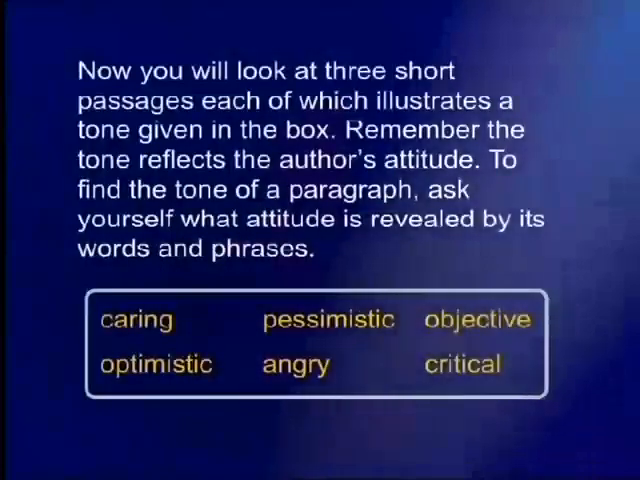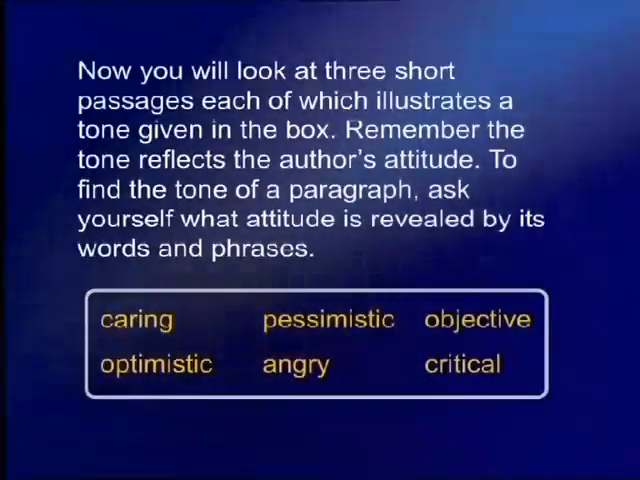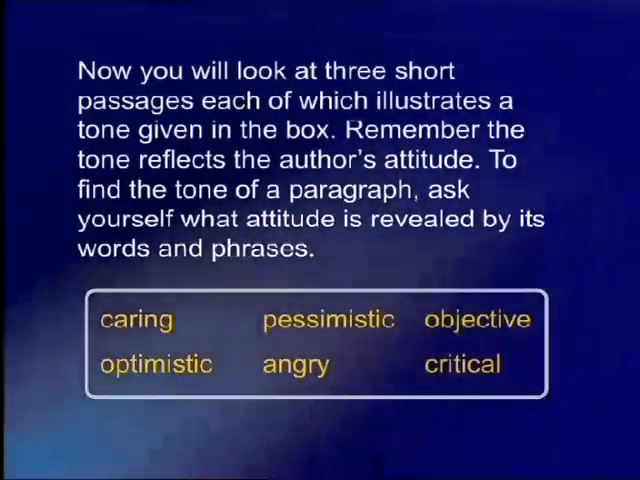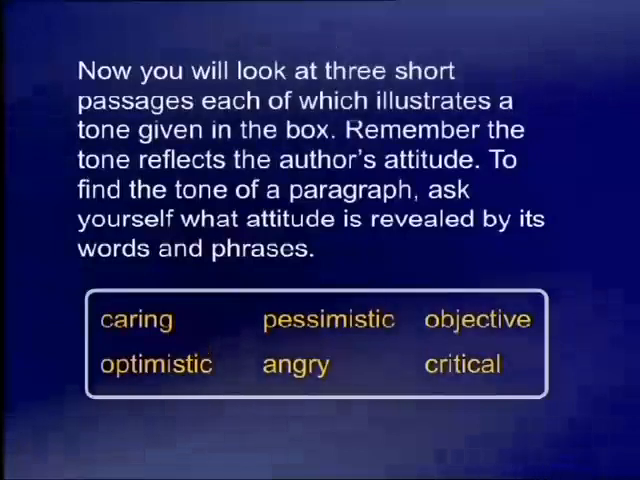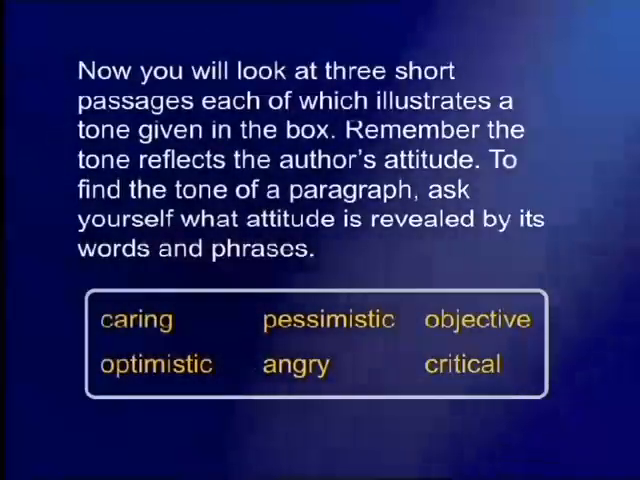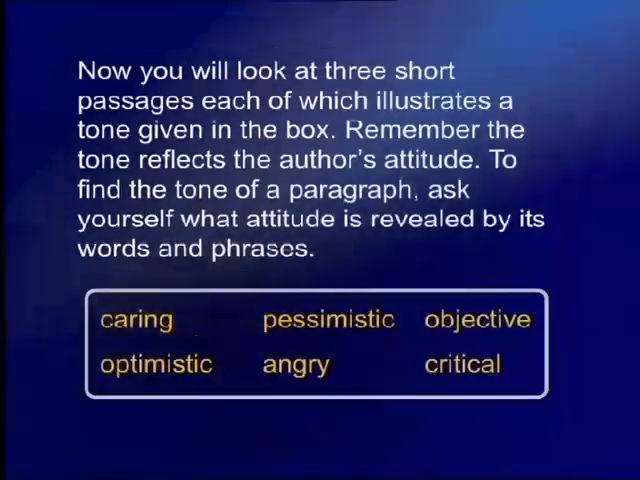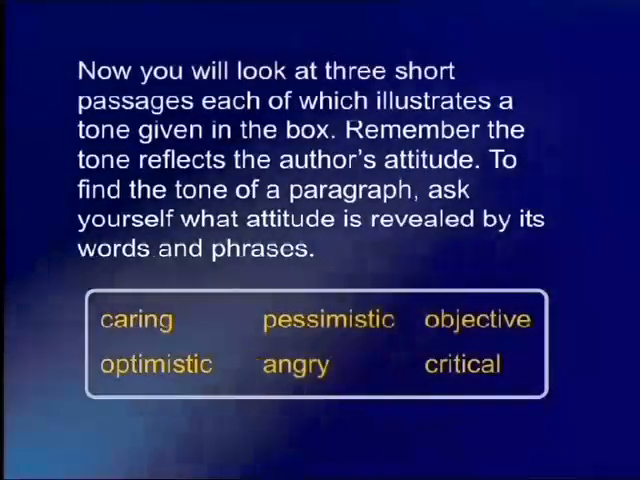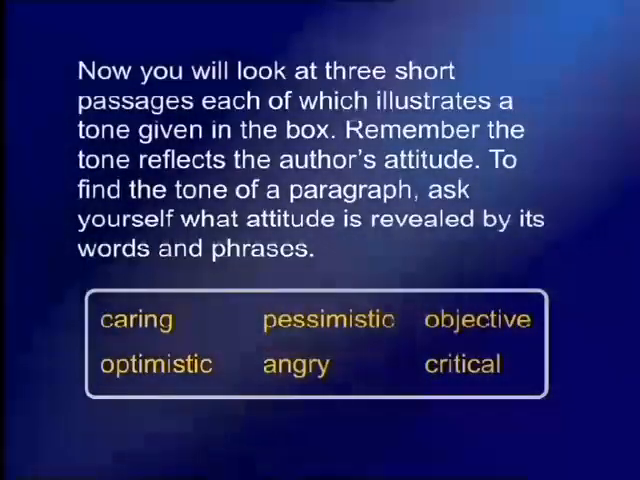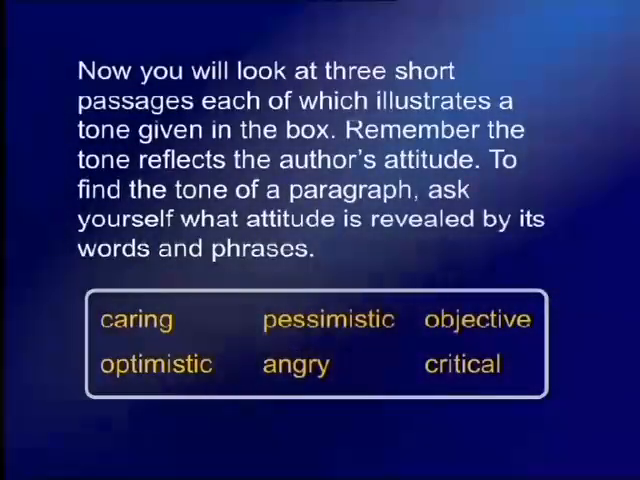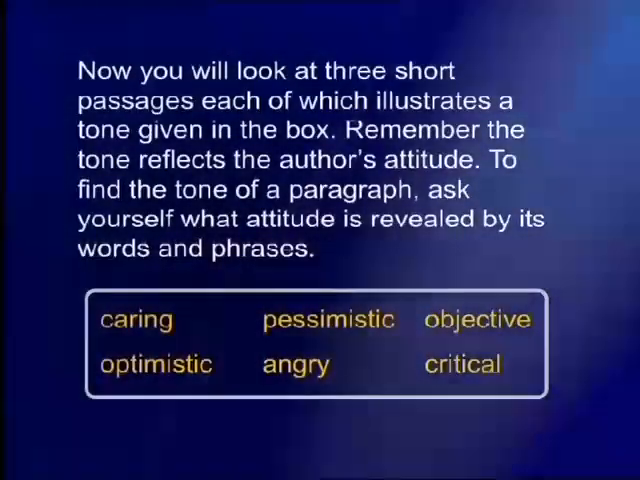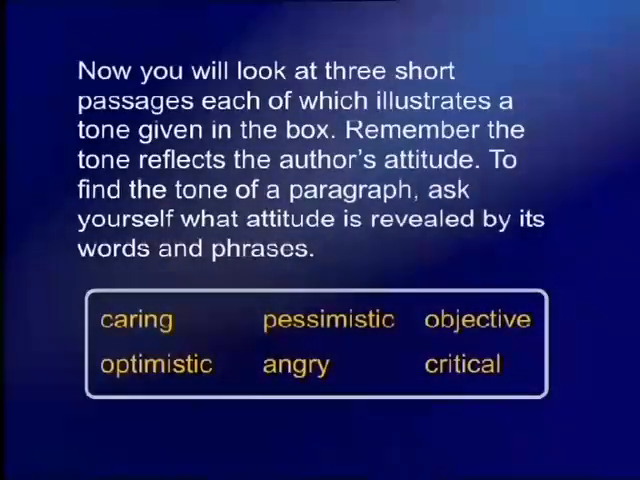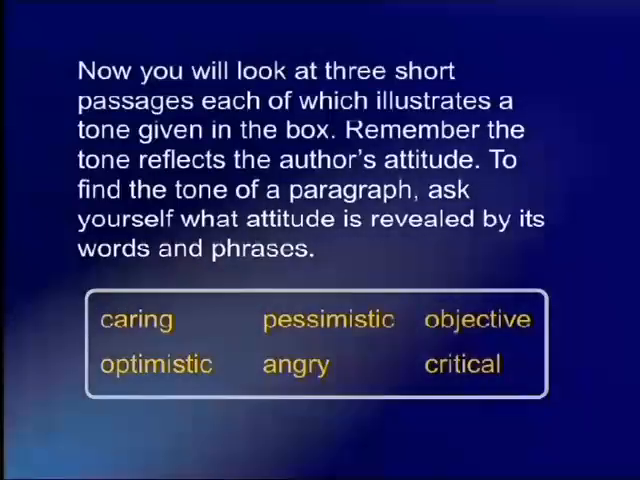Now you will look at 3 short passages, each of which illustrates a tone, and you will find 6 words given in the word bank, in the little box. Remember that the tone reflects the author's attitude. It is the author's attitude that is being reflected in that statement. To find the tone of a paragraph, ask yourself what attitude is being revealed by its words and phrases. The words are caring, pessimistic, objective, optimistic, angry, critical.